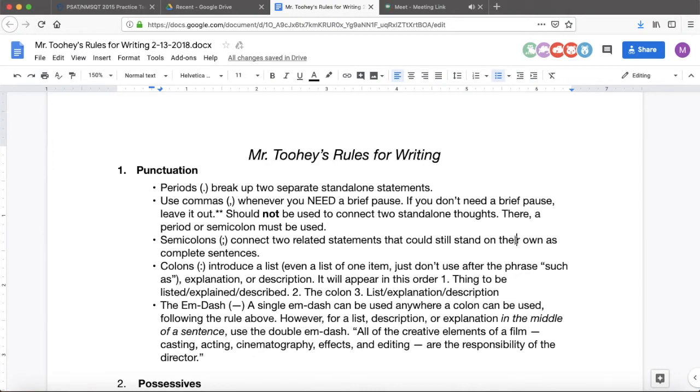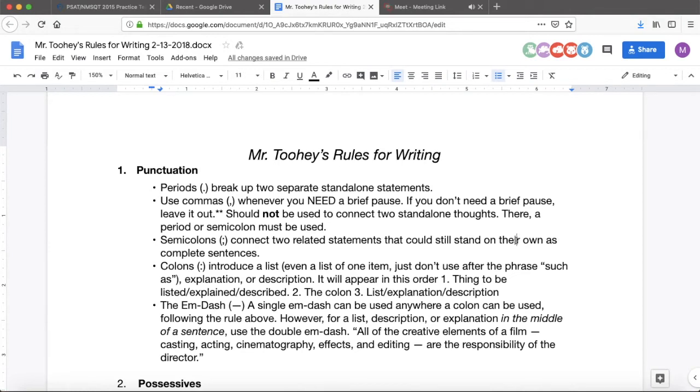Now, don't use it after the phrase such as or like or for example, because that's what the colon means in that sentence, right? I wouldn't say, I went to the grocery store to pick up all of the items I needed to bake chocolate chip cookies, such as colon. Because the colon means the following, such as. So it would be redundant to have it after such as. Does that make sense?